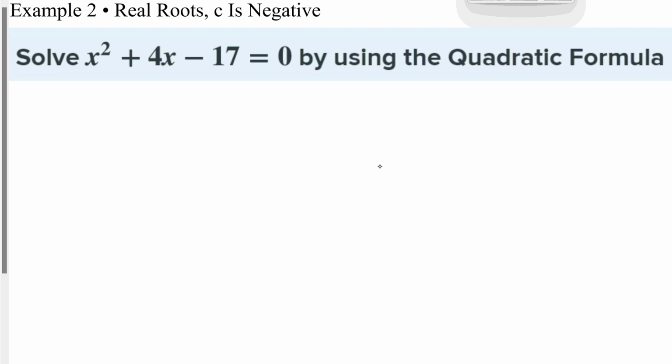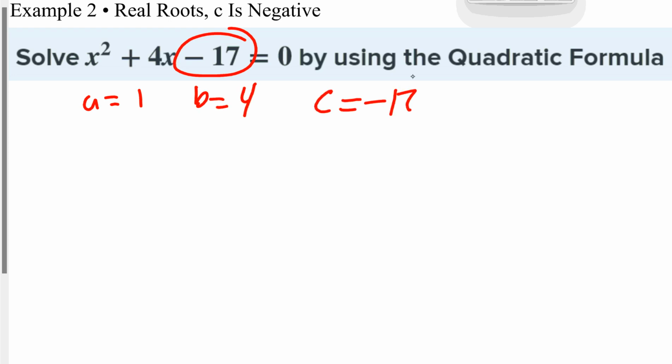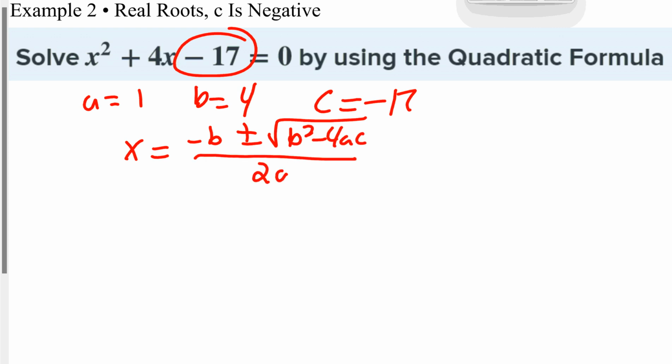From 1.6, the discriminant and the quadratic formula. So here we're dealing with real roots where c is negative. We label our a is just 1 because it's 1x squared, b is 4 because it's 4x, and c is negative 17. Okay, so we're going to use the quadratic formula, which is negative b plus or minus the square root of b squared minus 4ac all over 2a.